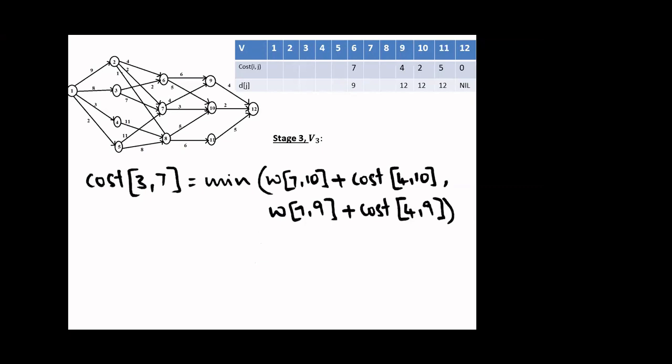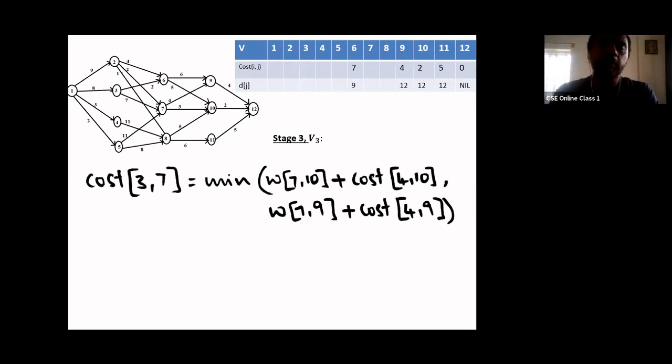Then similarly, third stage vertex 7. It also has two outgoing edges. So therefore, we need to find the minimum path from 7 to sink. So weight of connecting from 7 to 10, that is W of 7 to 10, plus cost of connecting from 10 to the sink node. Same way, weight of connecting from 7 to 9, then shortest path from 9 to sink, that is 4, 9.